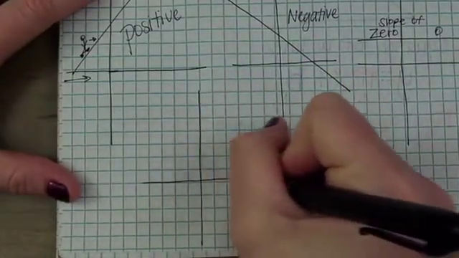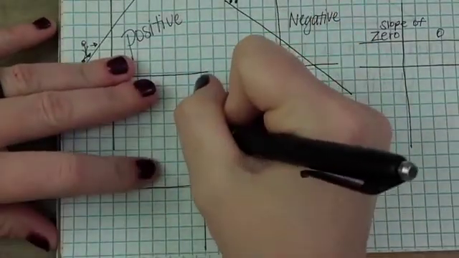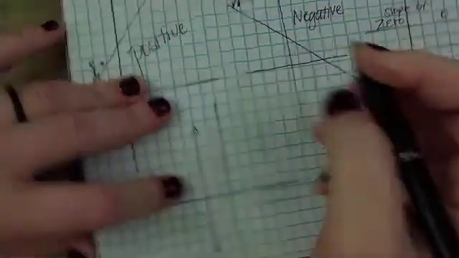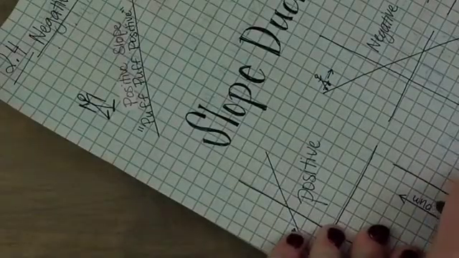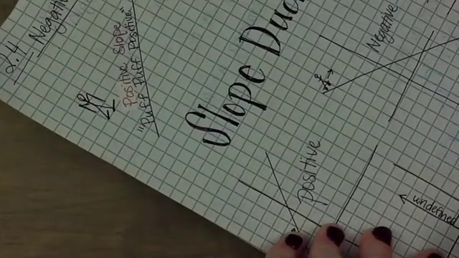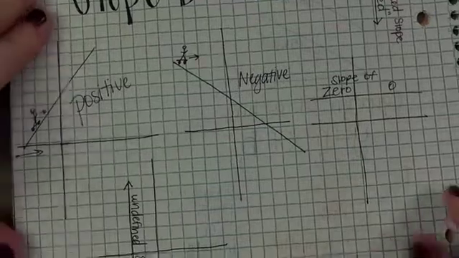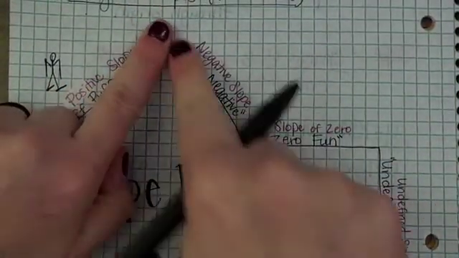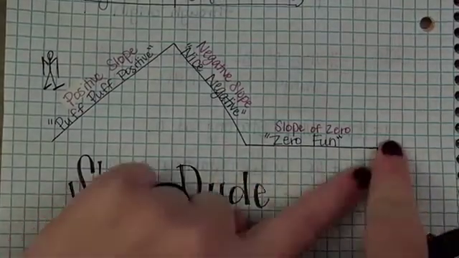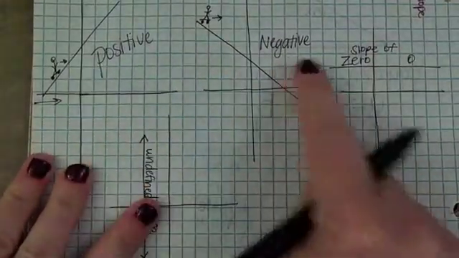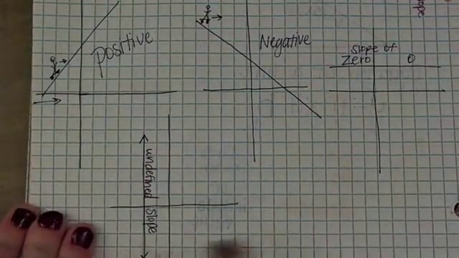And then one that looks like this, sorry, you can probably hear my husband talking in the background, would be undefined slope. Okay, so again, if you look at this part of the graph, it goes up from left to right, this part goes down, this part is flat, this part goes straight down. So that's positive slope, negative slope, zero slope, and undefined.